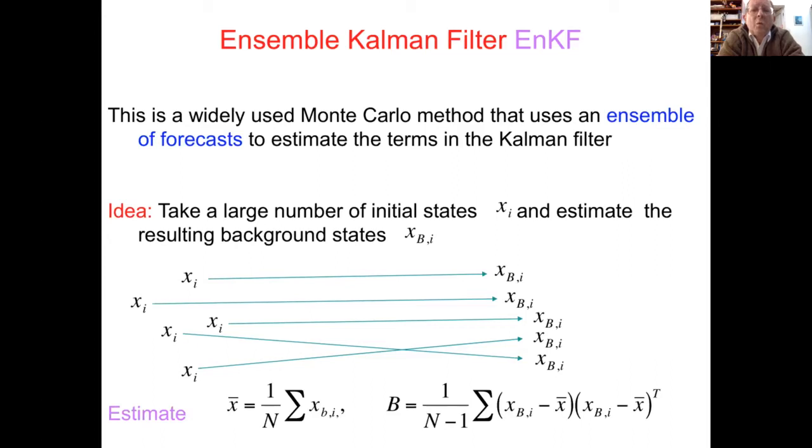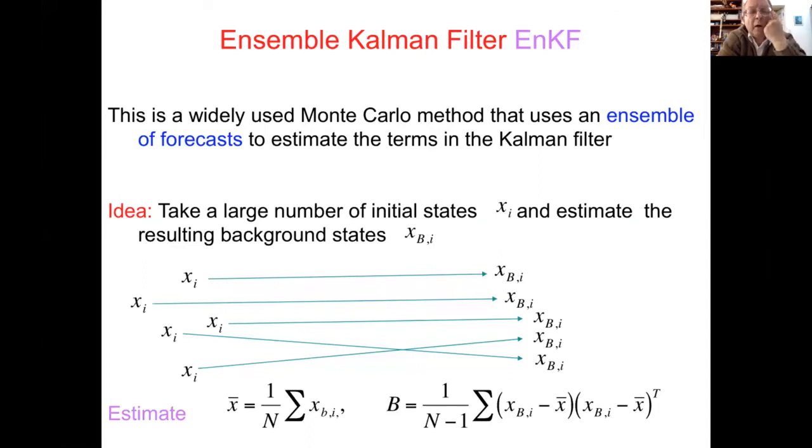And this is actually very widely used as a method of data assimilation. It's certainly used by ECMWF in Reading, which is one of the top places in the world for meteorological data assimilation. And roughly in a nutshell, the idea behind the Ensemble Kalman filter is to use a Monte Carlo method where you take an ensemble of forecasts.